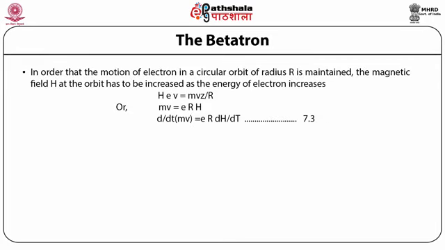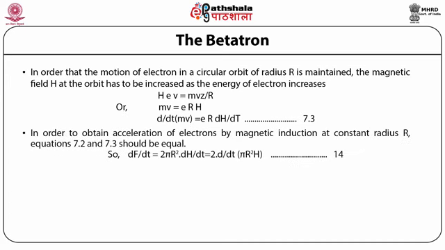In order that the motion of the electron in a circular orbit of radius capital R is maintained, the magnetic field capital H at the orbit has to be increased as the energy of the electron increases. Capital H into small e, small v equals small m into small v square upon capital R. Or we can say mv is equal to small e into capital R capital H. Or d by dt of mv is equal to small e into capital R dH by dt, and we shall call this equation number 7.3.